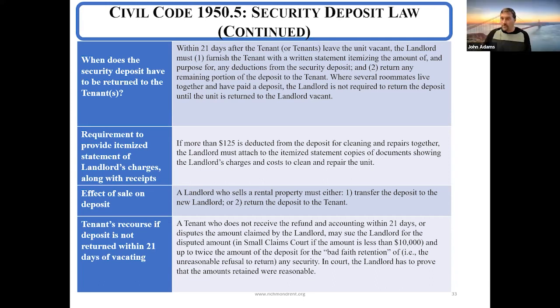The landlord has 21 days from when the tenant vacates to return the security deposit.